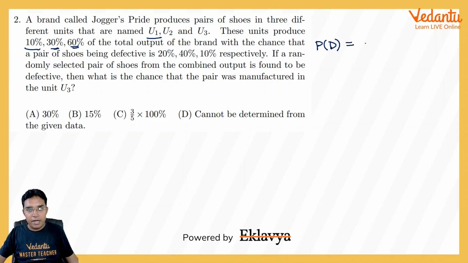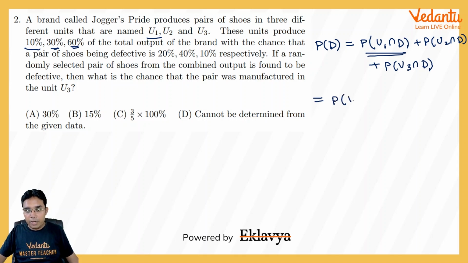So first we will be finding the total probability of a pair of shoes becoming defective, and this can be done in 3 ways. It was produced in unit 1 and it is defective, or it was produced in unit 2 and it is defective, or it was produced in unit 3 and it is defective. So to find the probability of the first one, I will be writing the probability that it was produced in unit 1 and then it was defective given that it was produced in unit 1. This is how the total probability law works. Similar to this, the second and third terms will be coming here.